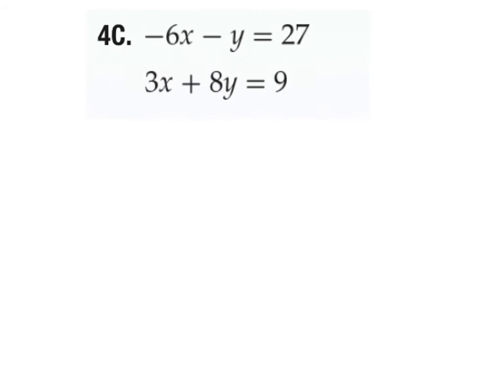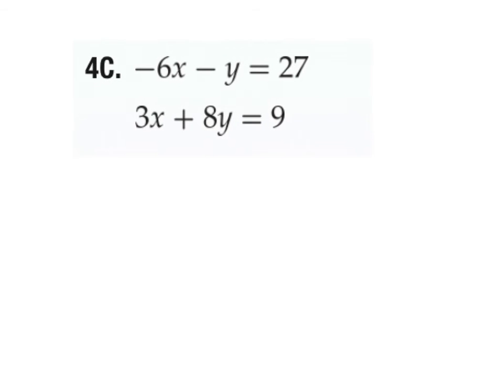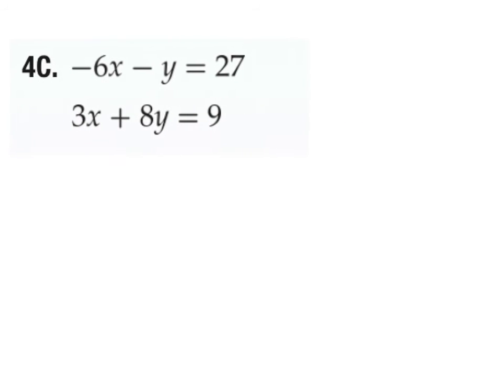All right, what are we going to solve for first here? Y. We've got to be careful because it's a negative y there. So how do we solve for this y? We can add 6x to both sides. So we get negative y is equal to 27 plus 6x.